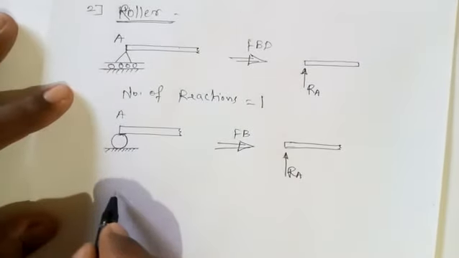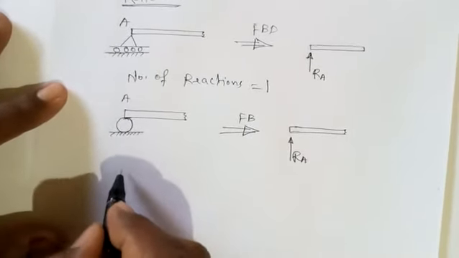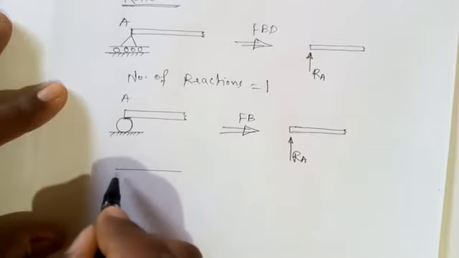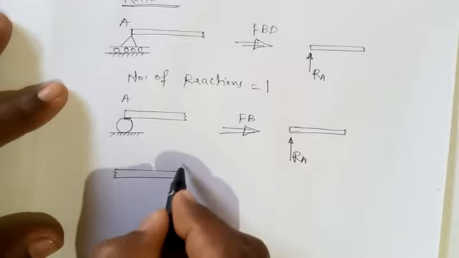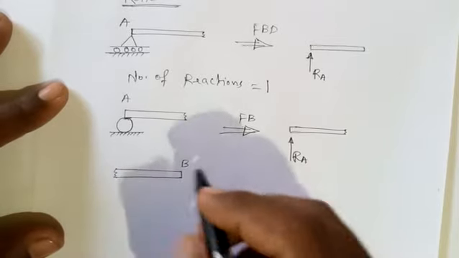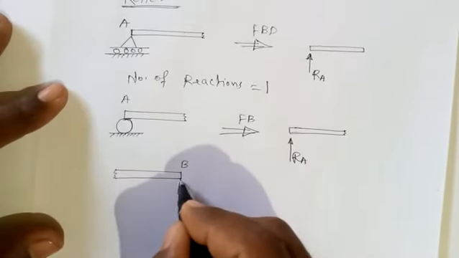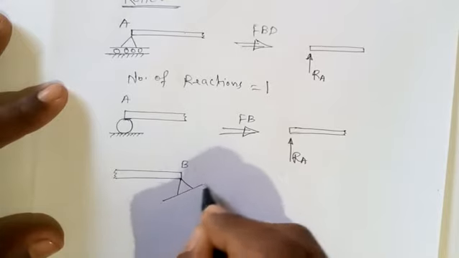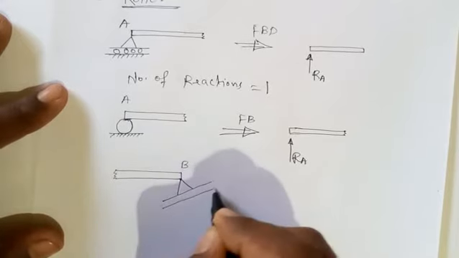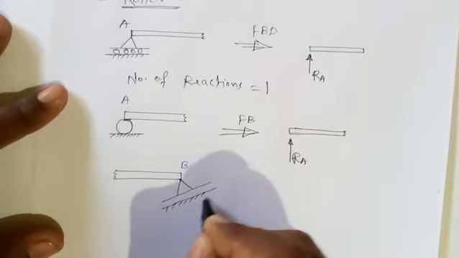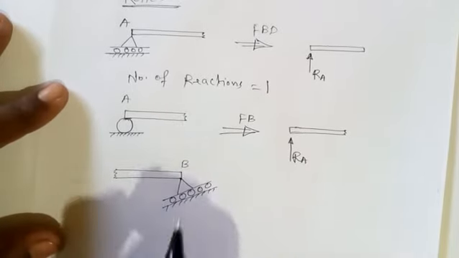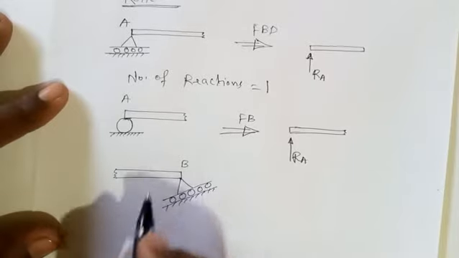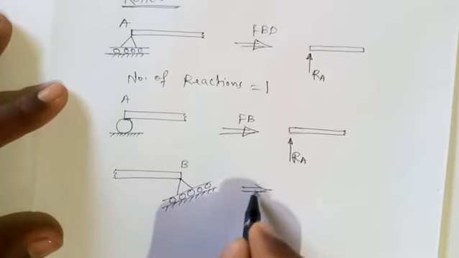Or we can have another type of roller support like this, or another symbol for the roller support. This is again one beam. At B point of the beam, one roller support is provided, but it is inclined. The roller support provided is inclined. Here there are rollers that are provided. So because of this, now the FBD will be somewhat different.